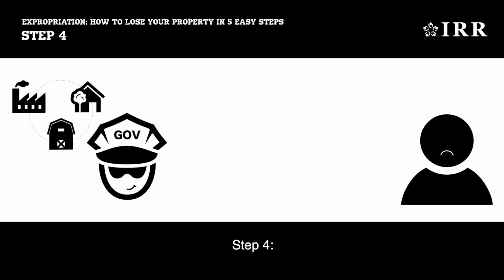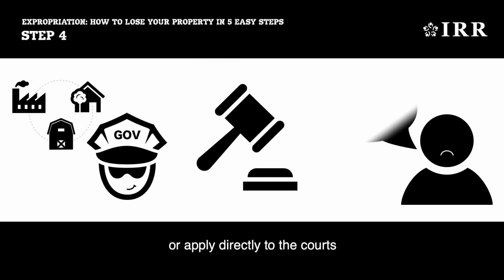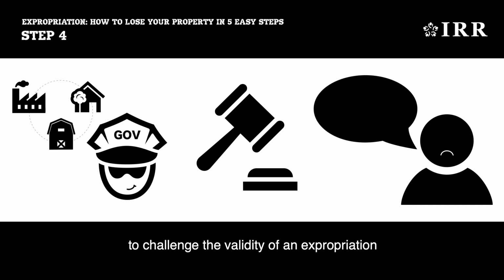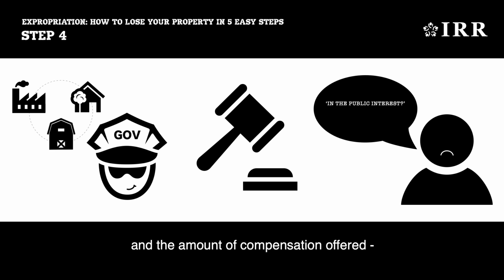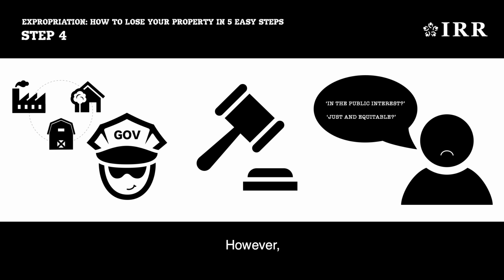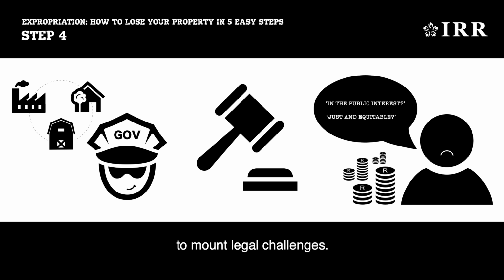Step 4. A property owner who can afford a lawyer may seek mediation or apply directly to the courts to challenge the validity of an expropriation, whether it is really in the public interest, for example, and the amount of compensation offered, if it is truly just and equitable. However, most people will lack the necessary resources to mount legal challenges.